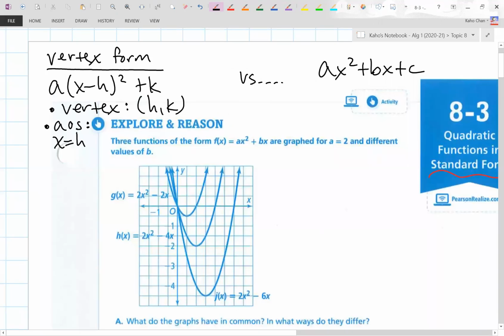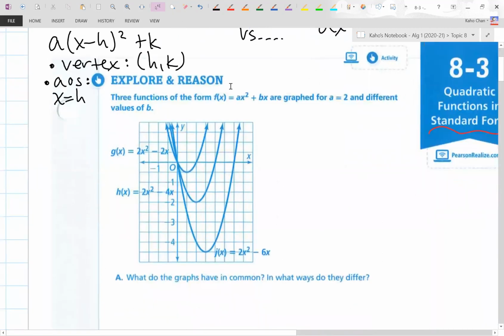Three functions of the form f of x equals ax squared plus bx are graphed for a equals 2 and different values of b. Notice the b values in this form are minus 2x, minus 4x, and minus 6x. That seems to create different parabolas, and they seem to cross the x-axis at different points. I'm going to go ahead and highlight those points right now along the x-axis. Those, of course, are called x-intercepts.